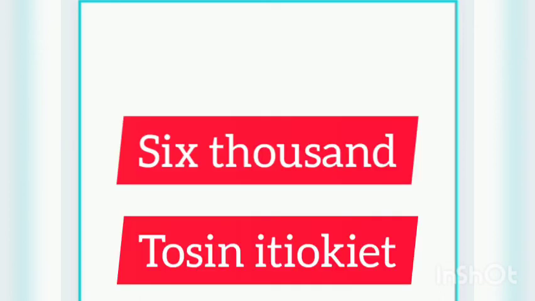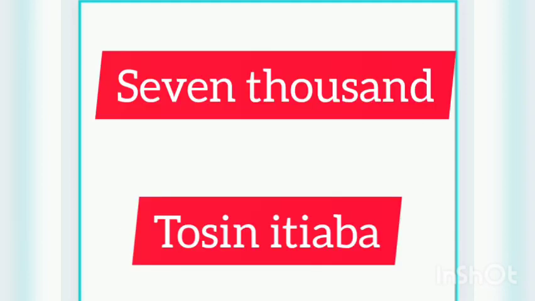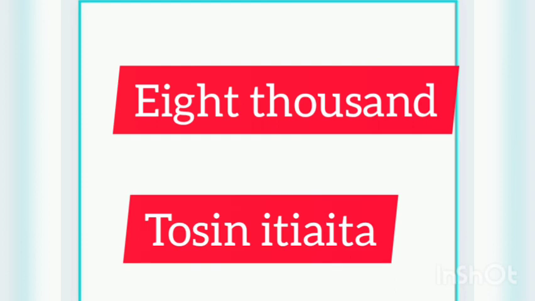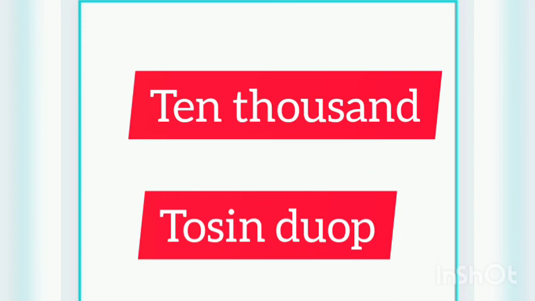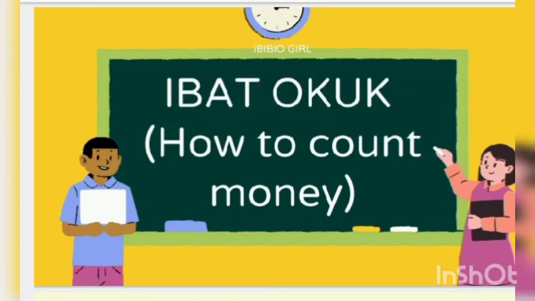The next one is 1000 itiokit, that is 6000. 7000 is 1000 itiaba. 8000 is 1000 iteita. 9000 is 1000 usokit. And then we have 10000, which is 1000 dub.